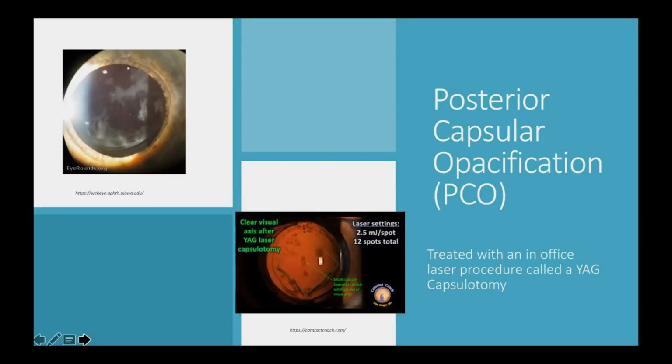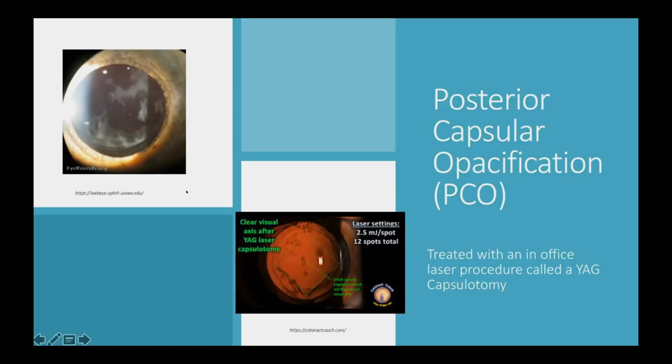Symptomatically, it feels like you're getting your cataract back, because if the capsule, that shell, is cloudy, your vision's going to be blurry again. This top picture is what it looks like, just a clouding in the capsule or the shell of that lens. And this is a very easily treatable condition in the office. It's just done with a laser in the office.